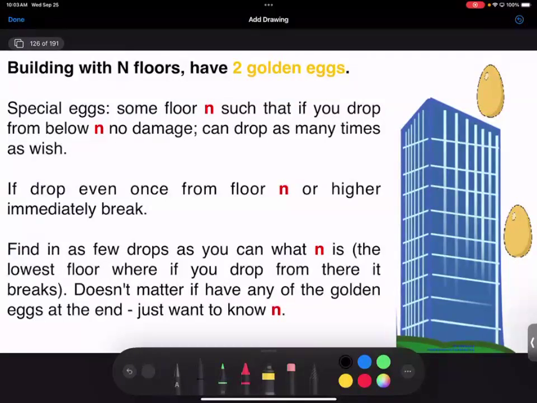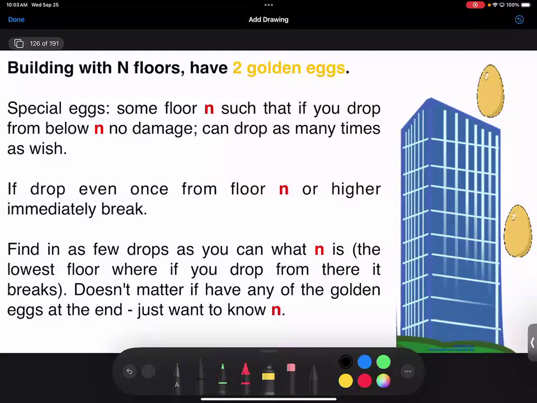No matter how many times you drop the egg, if you drop it below the critical floor at which it breaks, there is no damage done to the egg. You can drop it 1 billion times, and if it doesn't break in the first 15 floors, as long as you drop it on floors 1 through 15, no harm will happen. But if you drop it from the floor at which it breaks or higher, one drop is enough to completely destroy it. So the egg can be used as many times as you want below that critical floor where it breaks. And then once you drop it from the floor where it breaks or higher, one drop is enough to destroy it. Everybody understand these eggs?